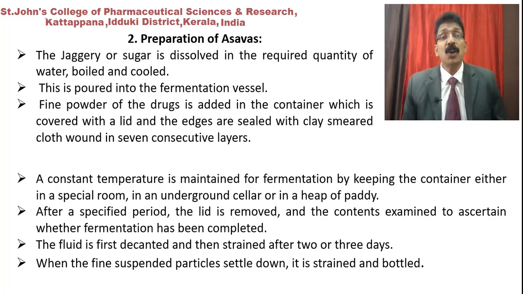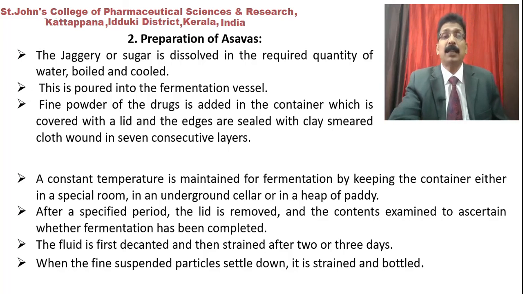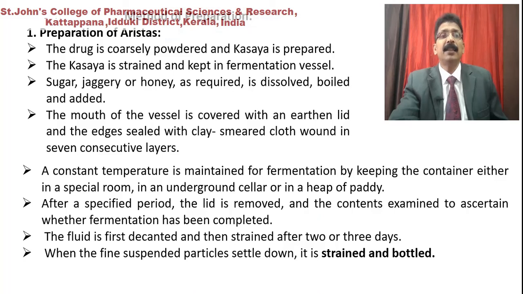So you see, these are some of the differences. What is the difference? In preparation of aswa, the jaggery and the sugar are dissolved in the required quantity of water, boiled and cooled. This is poured into a fermentation vessel. And you see here, in Abhyrista, the drug is coarsely powdered and a kashaya is prepared. The kashaya is strained and kept in a fermentation vessel. Sugar, jaggery or honey as required are dissolved, boiled and added. And the mouth of the vessel is covered as usual for aswa and Abhyrista.